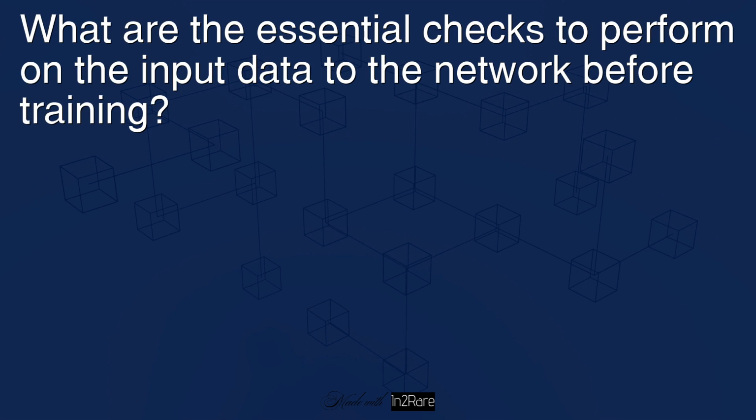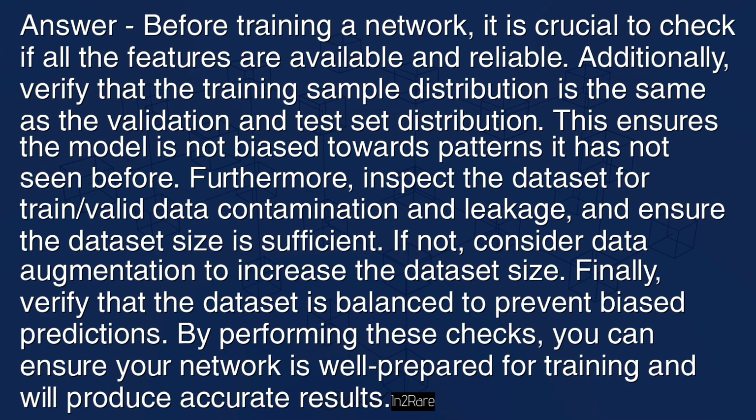What are the essential checks to perform on the input data to the network before training? Answer: before training a network, it is crucial to check if all the features are available and reliable. Additionally, verify that the training sample distribution is the same as the validation and test set distribution. This ensures the model is not biased towards patterns it has not seen before.